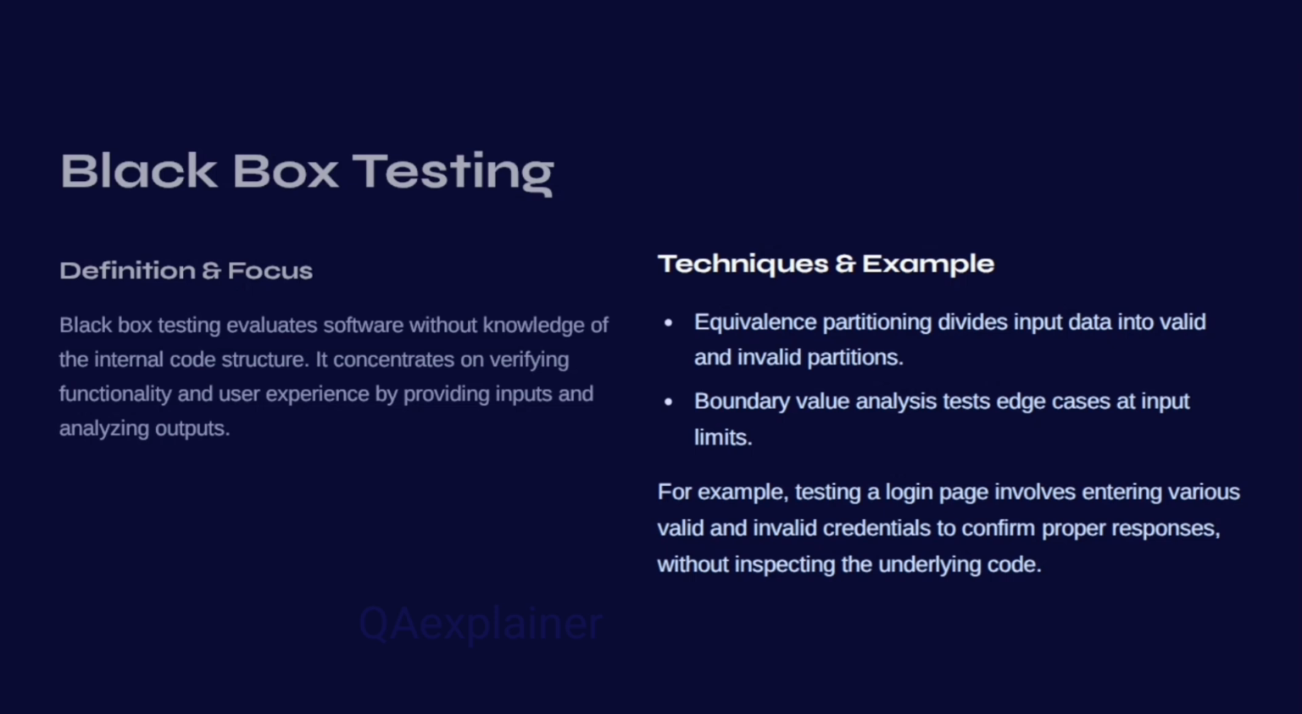Now let me take an example for that. Suppose I want to test a login page. I need to use various valid and invalid credentials and try to log in. For valid credentials, it should log in, and for invalid credentials, it should be blocked. So this is the normal functional case. Now, if I test only this thing, that is nothing but our black box testing.